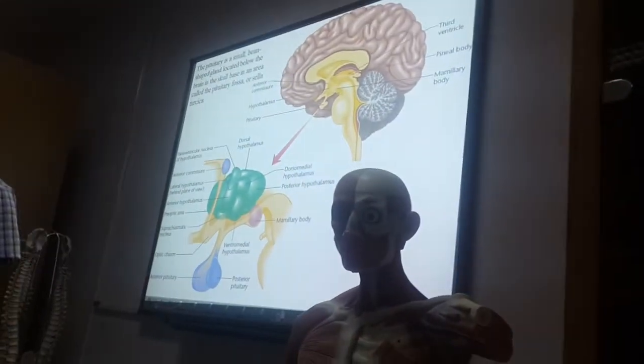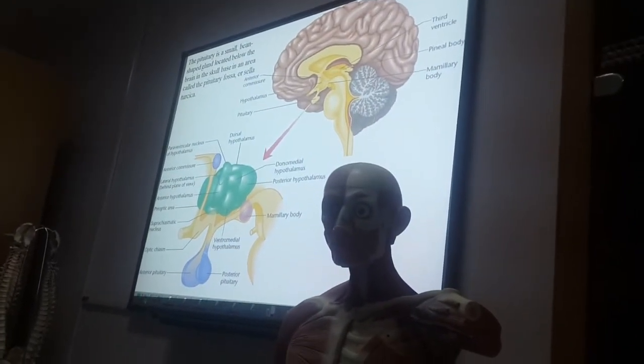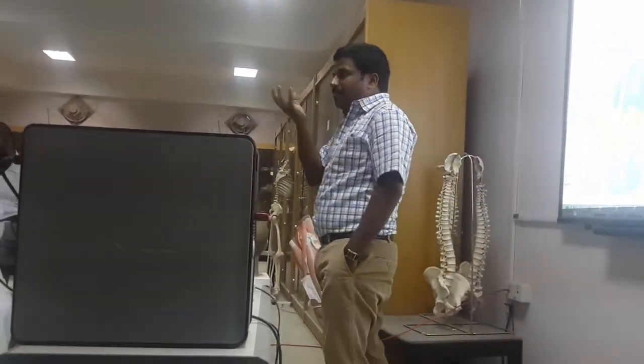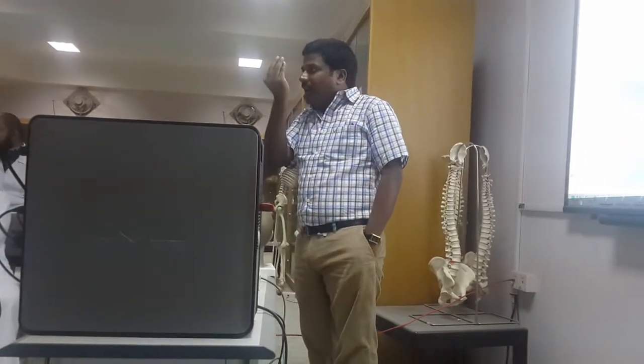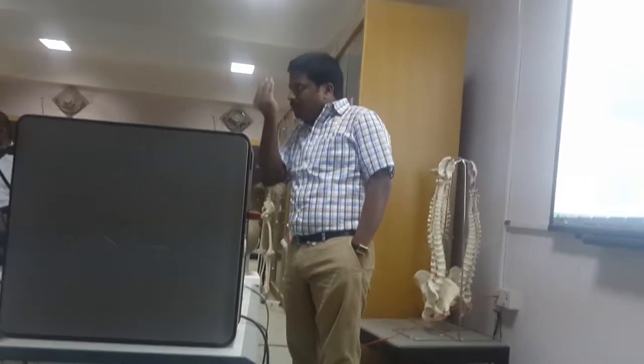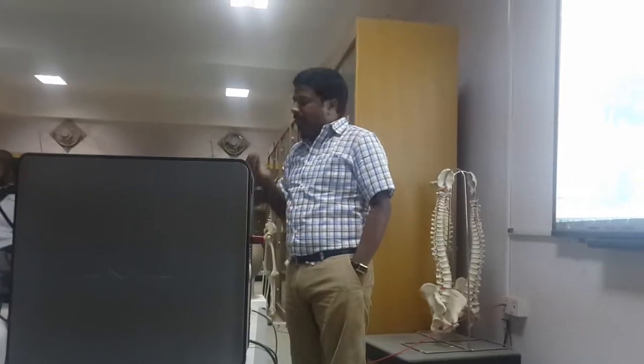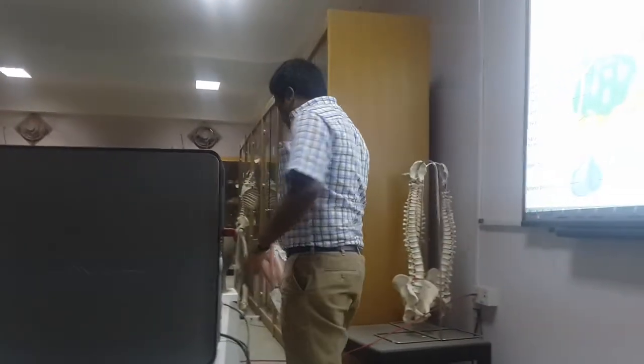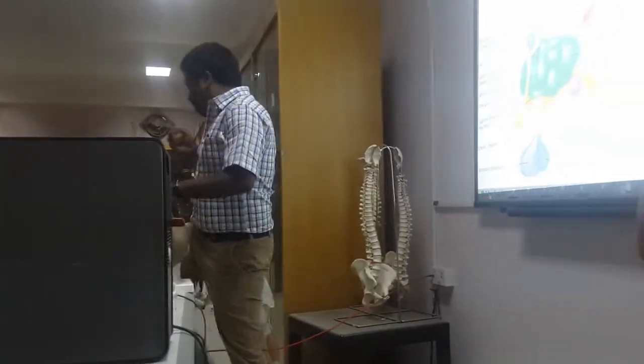This pituitary gland is a small bean-shaped or peanut-shaped gland weighing about 0.5 grams, situated at the base of the brain. It hangs down like a small fruit, like an olive, from the base of the brain, that is from the hypothalamus. Let me bring the brain model also.